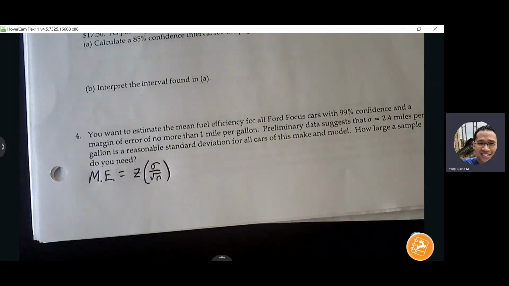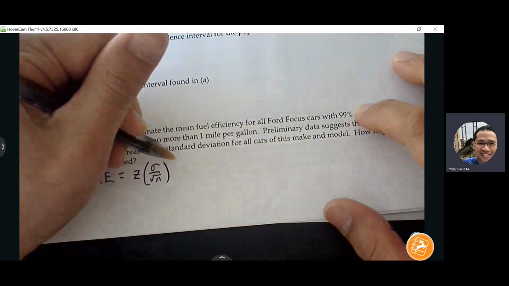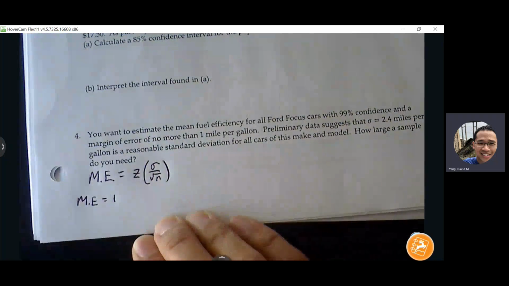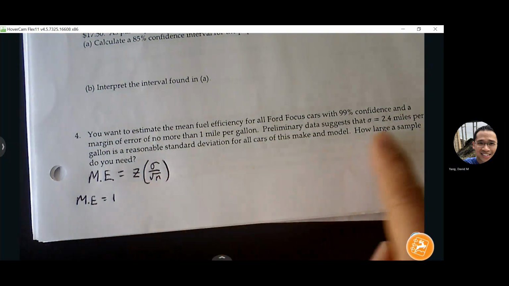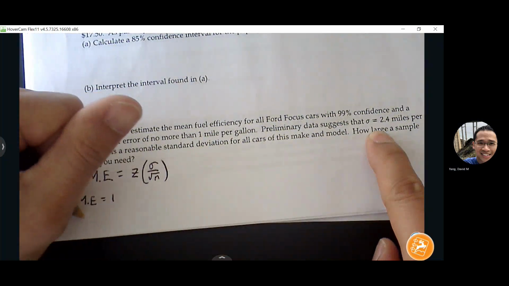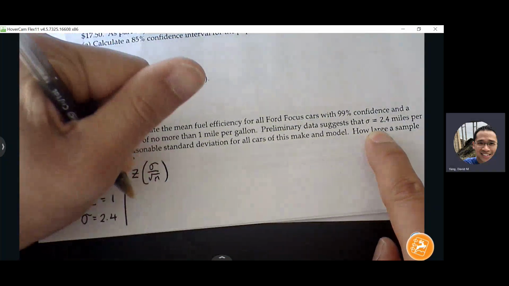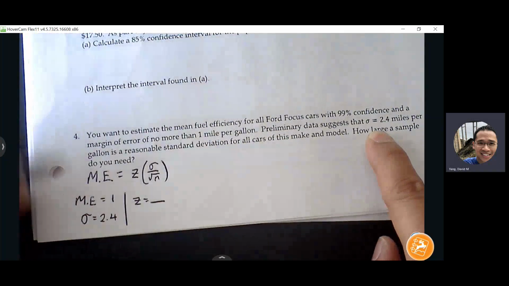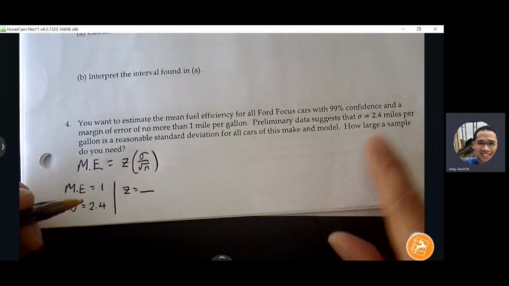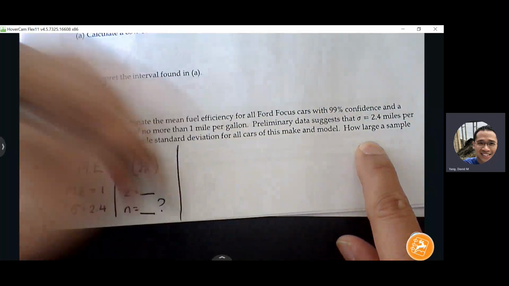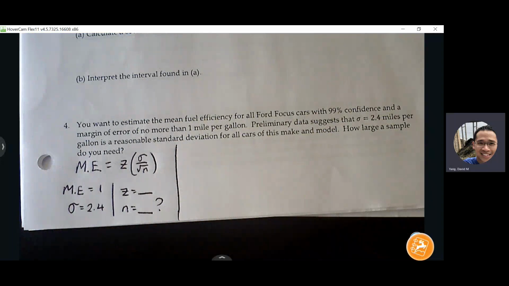Okay, good so far. All right, let's gather some information here. Margin of error is no more than 1. We'll just say that's equal to 1. Sigma is 2.4. We'll have to figure out our z-score. We'll find that information in a second. And we're looking for n, right? That's our ultimate goal here in this problem, looking for n. All right, so from that 99% confidence percentage, we can get to our z-score.